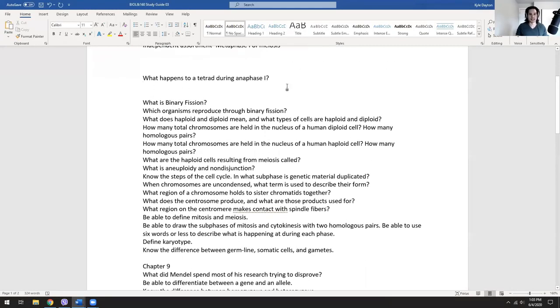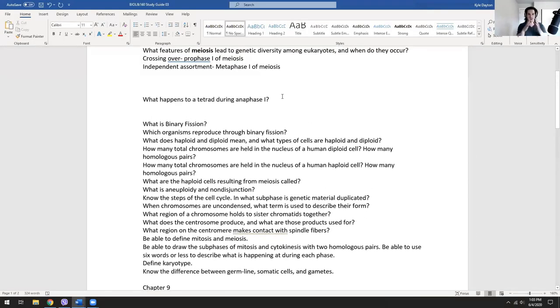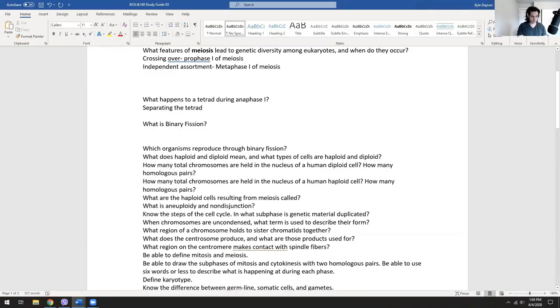All right, what happens to tetrad during anaphase 1? So anaphase 1 meaning we're talking about meiosis, and anaphase meaning we're moving apart the homologous pairs from one another. And so the homologous pairs in proximity of each other are called a tetrad. So what we're doing to the tetrad is we're separating them.